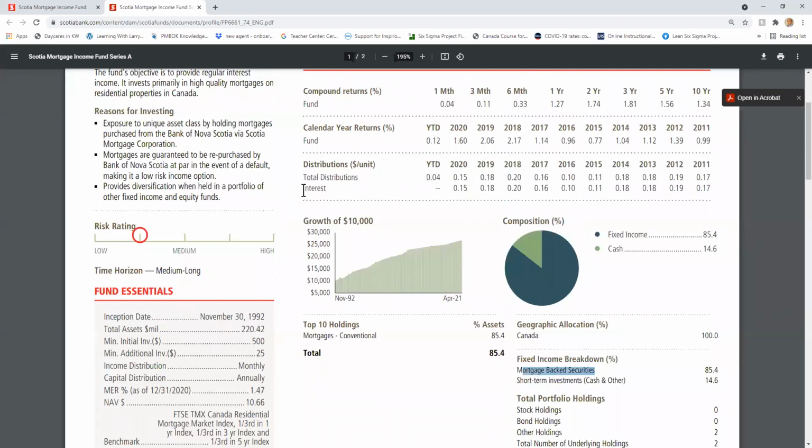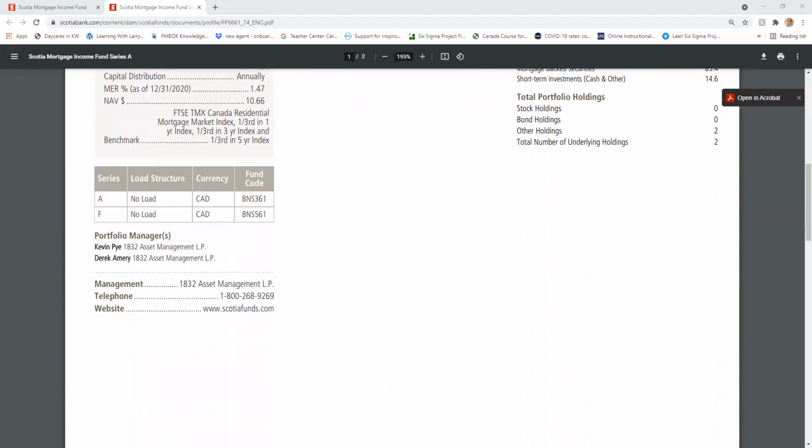So this is the interest you see here. That interest is actually coming from the interest payments from the mortgages, right? In the bond, it's coming from the interest payment from the bond. Here, it's coming from the interest payments from the mortgages. Does that make sense? Right? So this is how the mortgage fund will work.